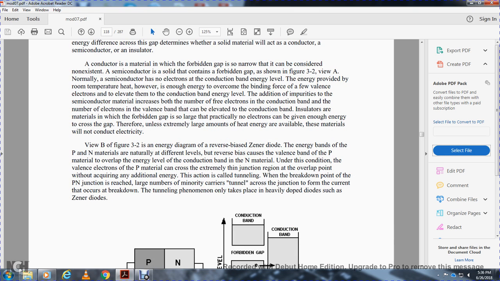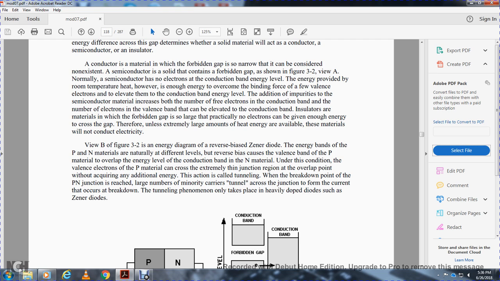View B, Figure 3.2, is the energy diagram of the reverse bias of the Zener diode. The energy bands of the positive and negative materials are naturally at different levels. With reverse bias, the valency band of the positive material overlaps with the energy level of the conduction band of the negative material. Under this condition, carriers can cross the junction region at the overlap point without any additional energy.